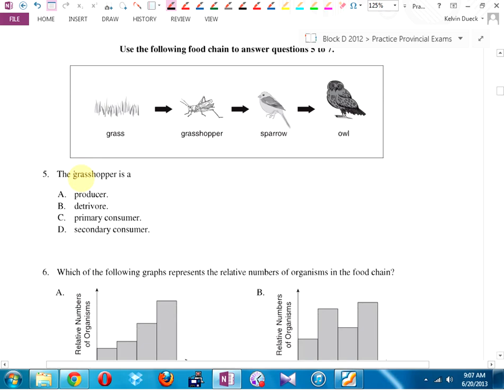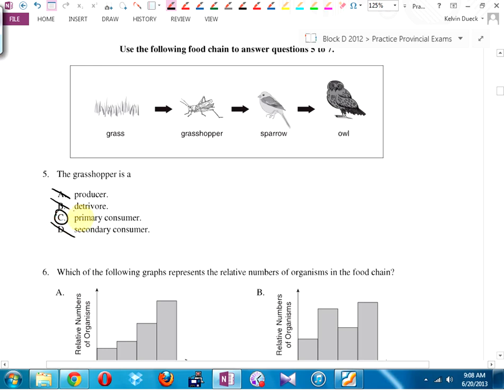A grasshopper is a... Pardon me? Let's see. It's not a producer. Those are plants. What's a detrivore? Eats dead things. So think slugs, think bacteria, think grubs, think maggots, think worms. So it ain't that. It's either a primary consumer or a secondary consumer. Which one? Why? What does it eat?